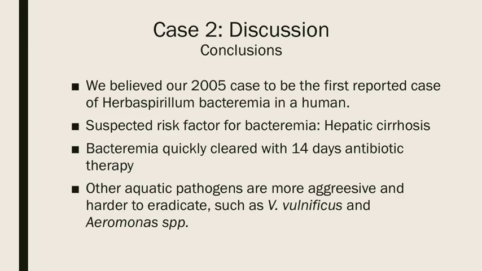So we believe our 2005 case to be the first reported case of Herbaspirillum bacteremia in a human. The suspected risk factor was hepatic cirrhosis, and fortunately the bacteremia quickly cleared within 14 days with antibiotic therapy. Other aquatic pathogens are more aggressive and hard to eradicate, such as Vibrio vulnificus and Aeromonas. So for the patient, this was actually fortuitous because he happened to become bacteremic with a bacteria that was pretty responsive to antimicrobial therapy and quite susceptible to most antibiotic agents.